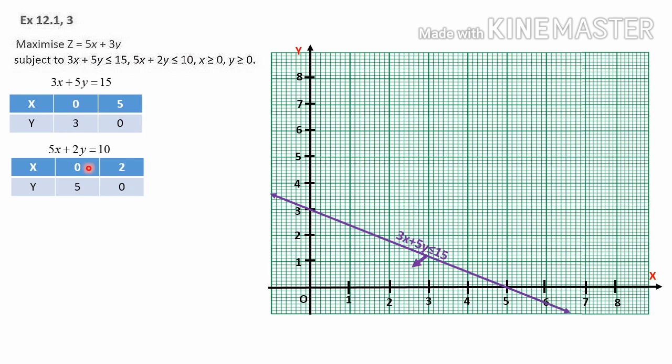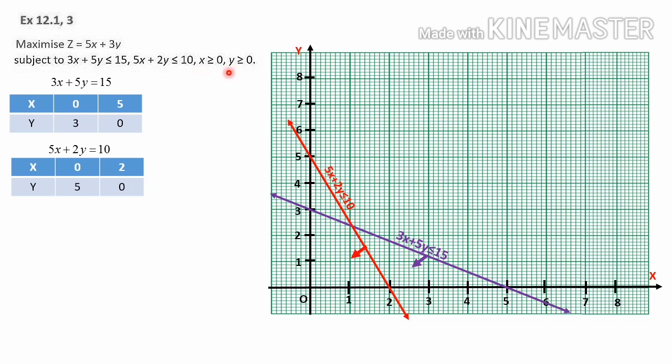Next 0, 5 and 2, 0. 0, 5 is here, 2, 0 is here. Join these 2 points as before. Take the point 0, 0 and substitute it here. 0 plus 0 less than 10, means 0 less than 10. It is true, 0 is less than 10, which means 0, 0 lies in the wanted region. So mark that portion and label the line as 5x plus 2y less than or equal to 10.